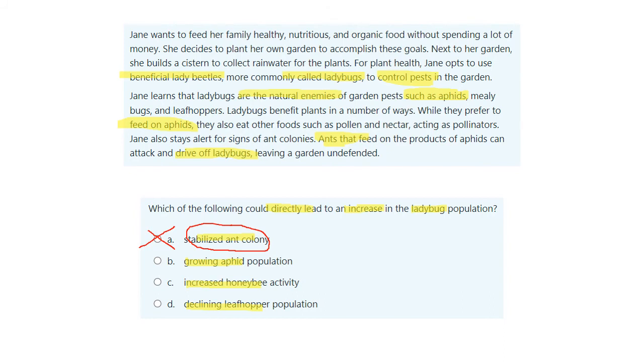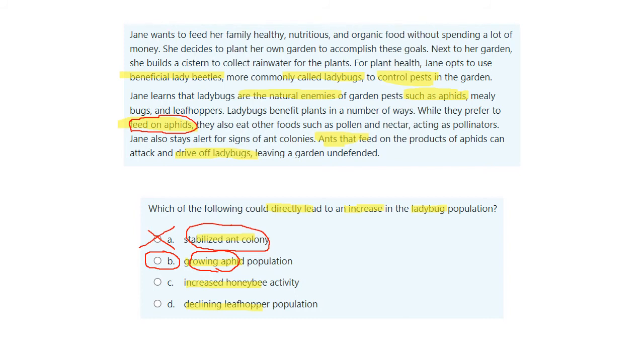The ladybugs do like to eat aphids. So if there's more aphids, a growing aphid population, then there's more food. More food means a higher carrying capacity, so more ladybugs could survive. B looks like a good answer.